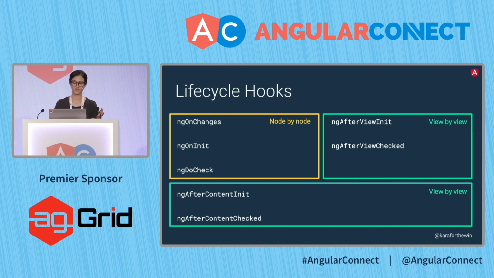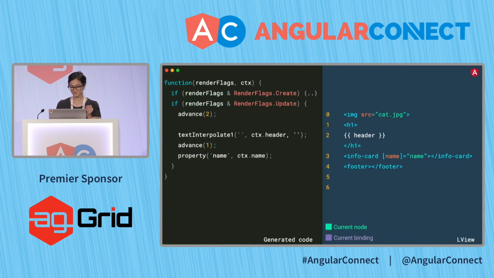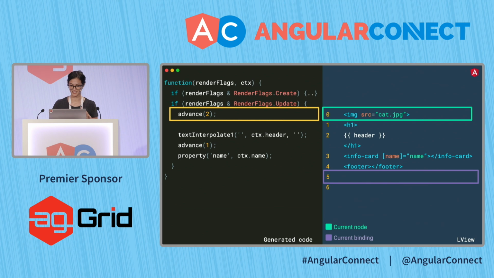These first three hooks, we execute node by node. So we'll run them one node at a time. Whereas the other ones, we run view by view. So we'll run all of them at once for a view instead of for just a particular node. And what that means is that all of the node by node ones, onChanges, onInit, and doCheck, we have to actually run while we're executing the template function, because that's when we're actually evaluating the nodes.